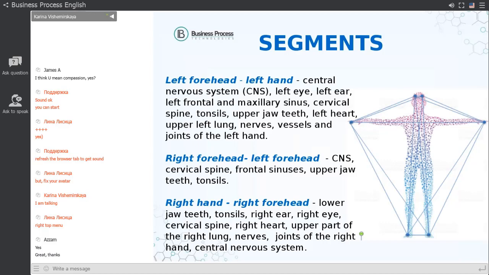Also, let's pay attention to how many organs and systems enter each segment. For example, left forehead, left hand. We measure in this segment the central nervous system, left eye, left ear, left frontal and maxillary sinus, cervical spine, tonsils, upper jaw teeth, left heart, upper left lung, nerves, vessels, and joints of the left hand. This is a very wide segment, as are the other segments.